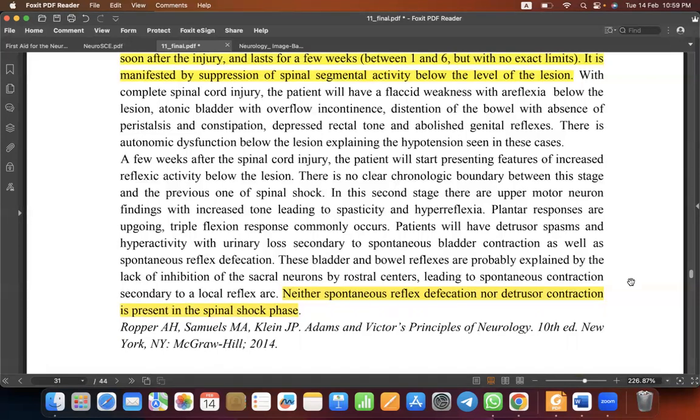But the issue is that neither spontaneous reflex defecation nor detrusor contraction could be present in the spinal shock phase. The patient who will have the detrusor spasm or hyperactivity can have a spontaneous bladder contraction or spontaneous reflex defecation as well.